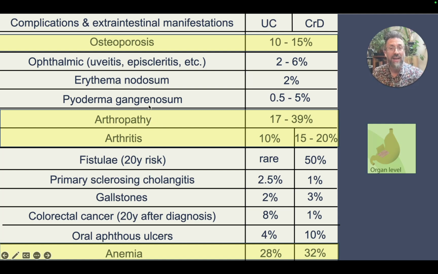Arthropathy or arthritis, so that's joint swelling and pain, significantly increased rates in ulcerative colitis and Crohn's. And anemia, super common. Of course, you're losing blood in your stool very often, so you're more likely to get anemic.